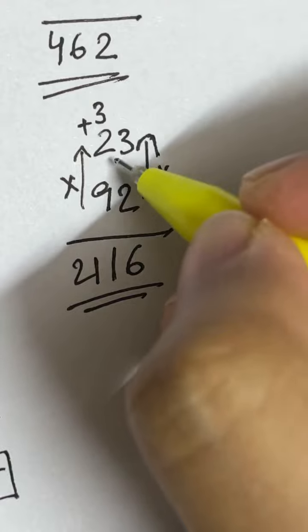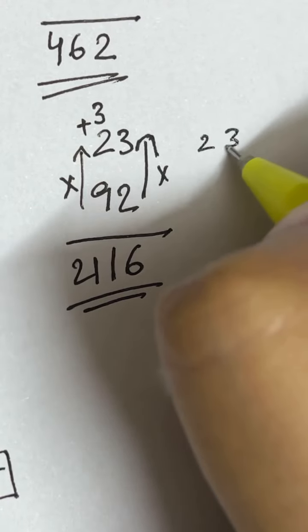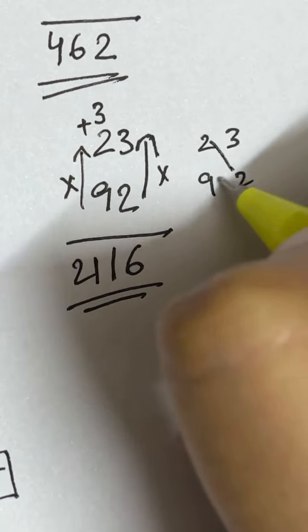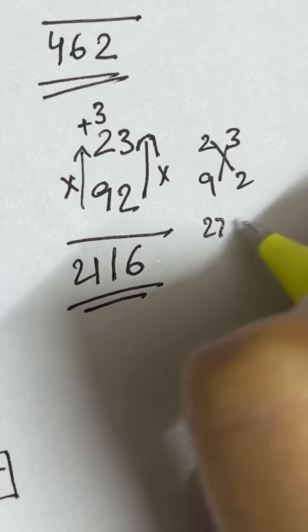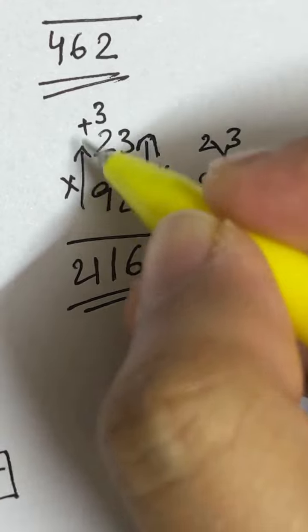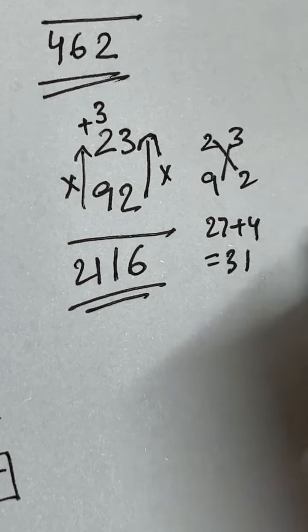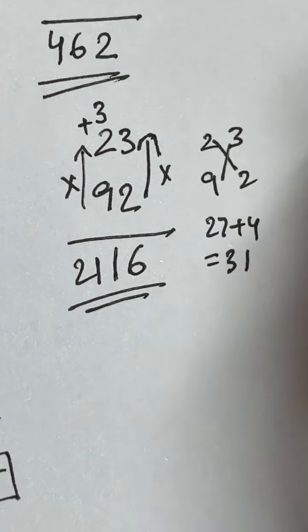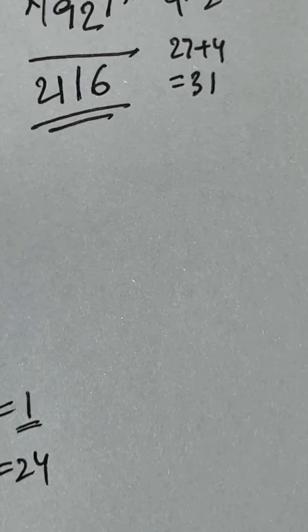So what you did in the middle, I'll show you. 2, 3, 9, 2. Just cross multiply. 9 times 3 is 27 plus 4. We got 31. I took 1, 3 carries over, and then multiply. That's it. So all these things you have to do mentally in your mind. Okay, let's see one more example.